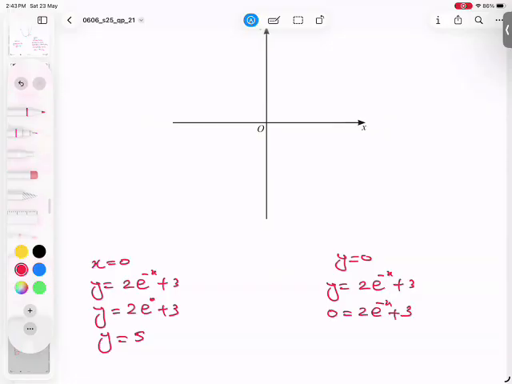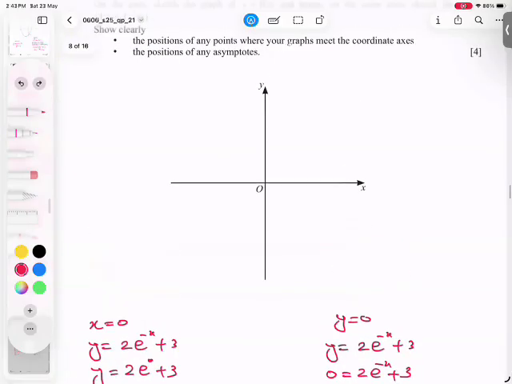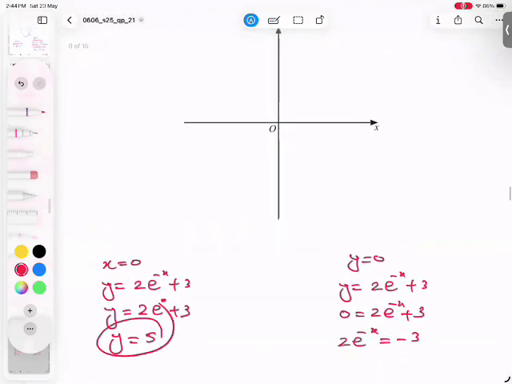So 2e^(-x) is equal to negative 3. And here it's not possible. The reason is very clear: if I take a logarithm, the log of a negative value is undefined. So you can just understand from here, it means there is an asymptote. Okay, first of all, what is the method? You understood very well, y equals 5.